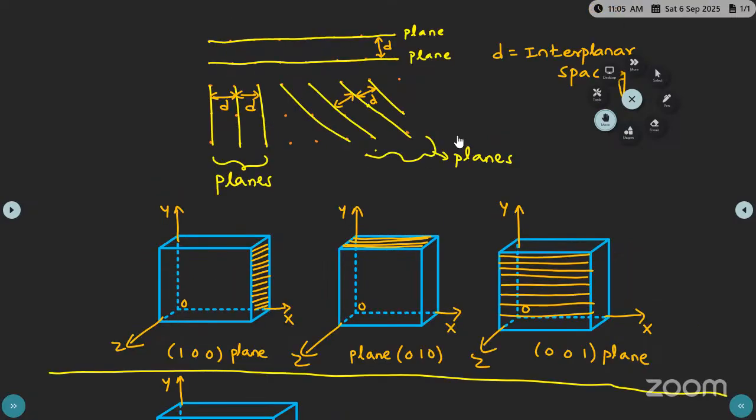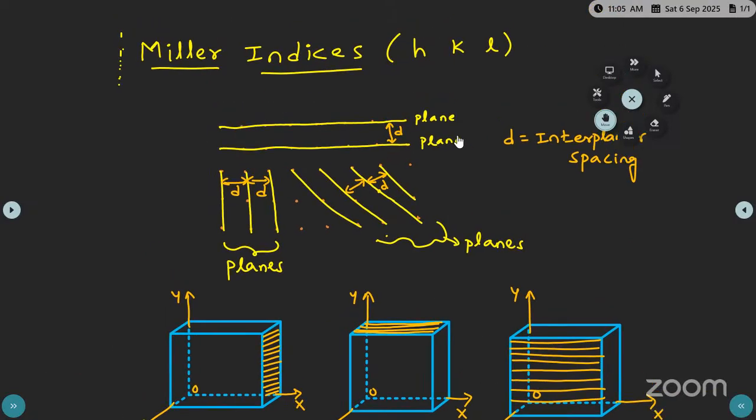This is one plane. Like this, in different ways, we are representing the planes. The perpendicular distance between any two consecutive planes is simply called interplanar spacing. What is called interplanar spacing? The distance between any two consecutive planes is called interplanar spacing.